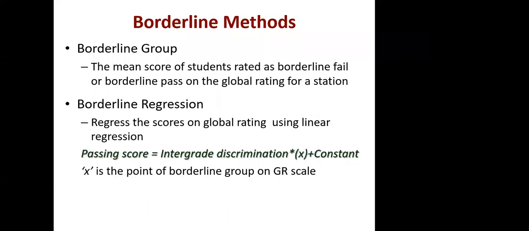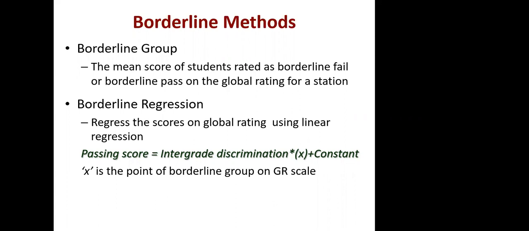What happens next is, there are again two variations. For the borderline group method, for each station, you only include those students who are marked as borderline. You exclude all clear fail and all clear pass students. Only take those students who were borderline, take their scores and get the average. The average score of all borderline group students becomes your passing score. Very simple.